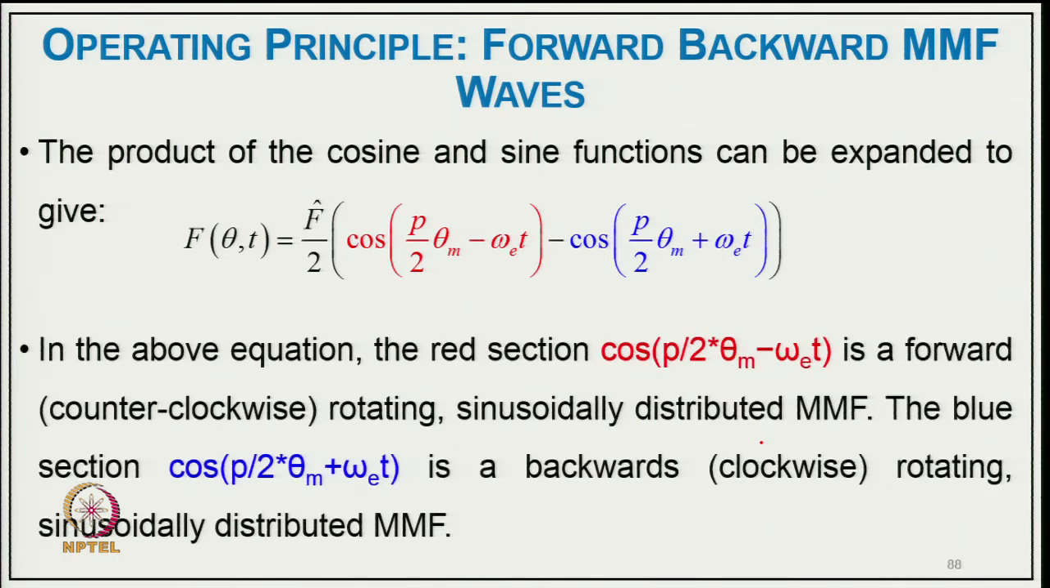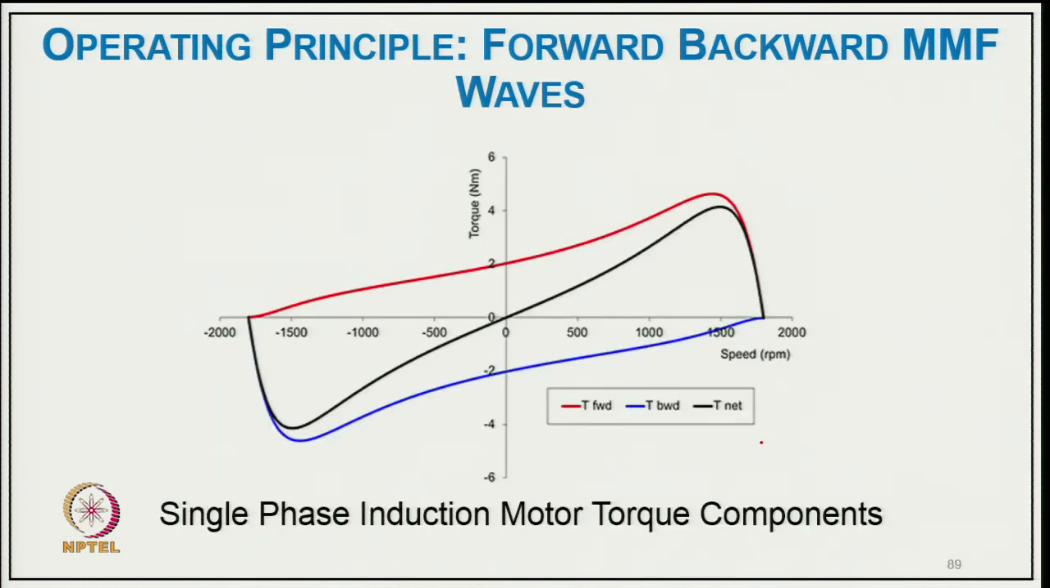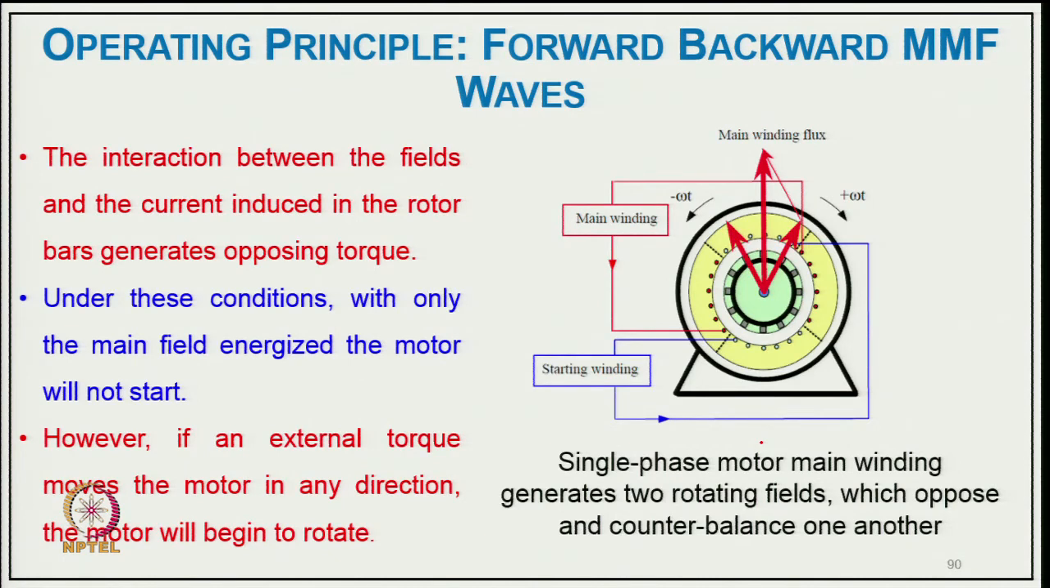In this equation the red section, cos((p/2) theta m minus omega t), is a forward, counterclockwise rotating, sinusoidally distributed MMF, and the blue section, cos((p/2) theta m plus omega t), is the backward field, clockwise rotating, sinusoidally distributed MMF. This is the torque characteristic, this is for forward, this is for backward, and this is the net torque, and that is why you do not have any torque at the time of starting for this motor. So, the interaction between the field and the current induced in the rotor bars generates the opposite torque, and under these conditions with only the main field energized the motor will not start. However, if an external torque moves the motor in any direction, the motor will begin to rotate.